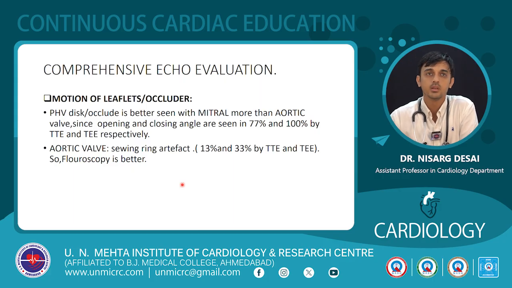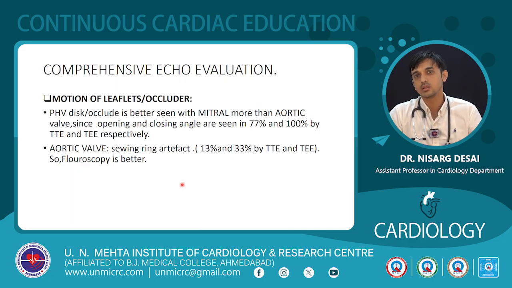So it starts with the motion of leaflets or the occluder. As discussed, the occluder is better seen with mitral valve, not so commonly seen with aortic valve, and the opening and closing angles of each are seen. For mitral valve, by transthoracic you are sure that in 77% of the cases you can see the motion of leaflet, and by TEE 100%, but not so in aortic valve. That is because of the sewing ring artifact.